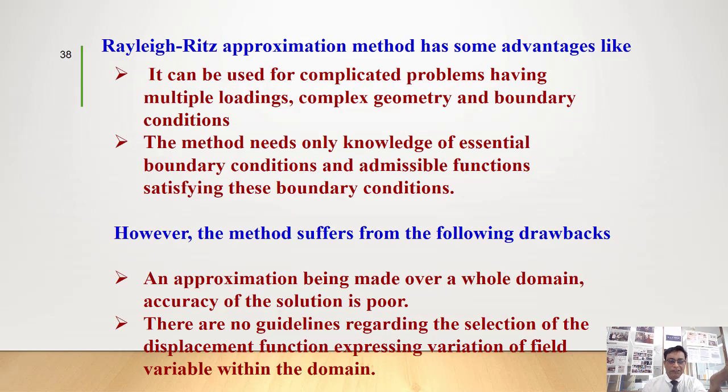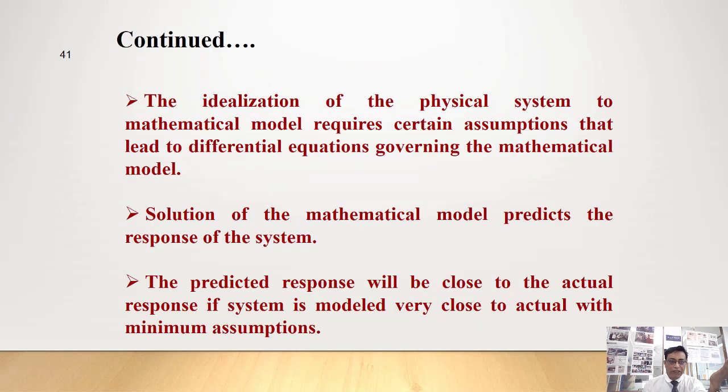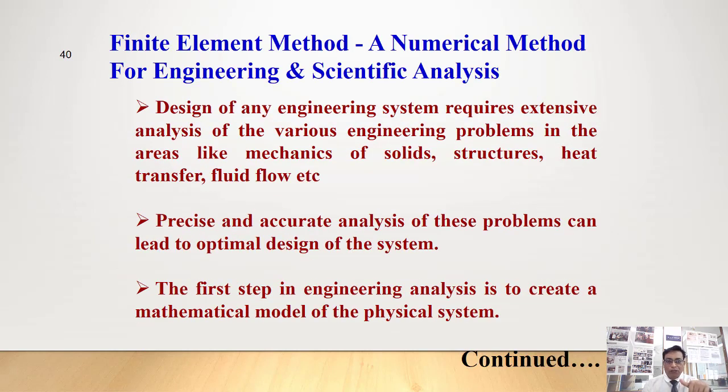Then Rayleigh's method is there. Then the other method is the finite element method. What does the finite element method do? It is a numerical method for engineering. Design of engineering systems requires extensive analysis of various engineering problems in areas like mechanics of solids, structures, heat transfer, and fluid flow. Precise and accurate analysis of these problems can lead to optimal design of the system.